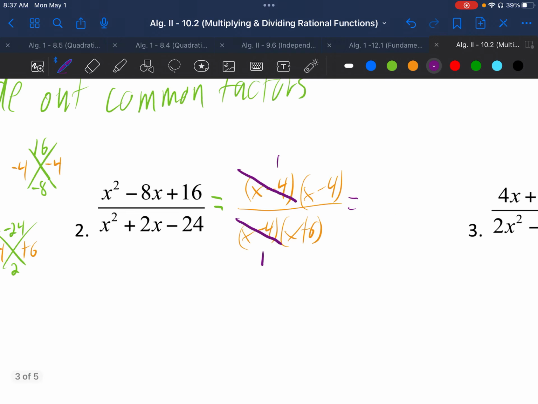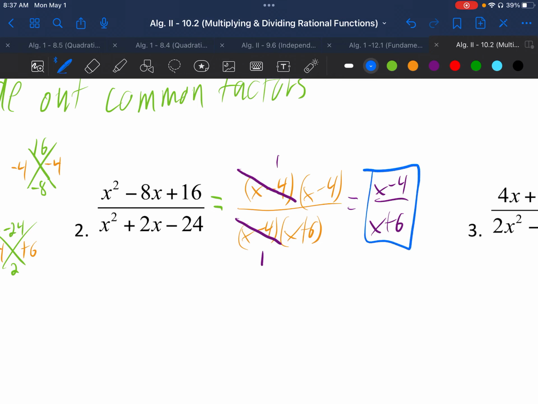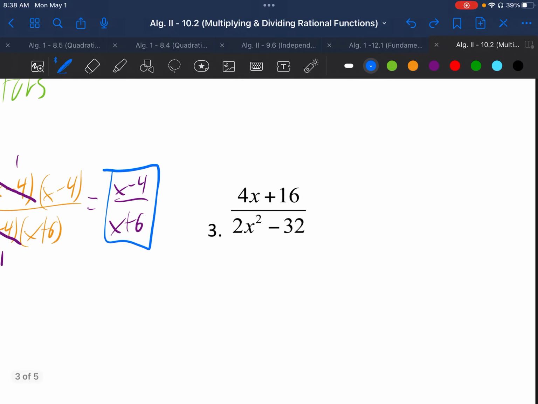So now on the top, you have 1 times x minus 4, which is just x minus 4. And at the bottom, you have 1 times x plus 6, which is just x plus 6. And this is as far as you can go. We cannot reduce x and x. We can't reduce 4 and 6 to 2 and 3. We cannot do that because now there's no more multiplication to divide out. That's why I really focus on that specific wording of dividing, because we're undoing multiplication with it. On to example 3 here.